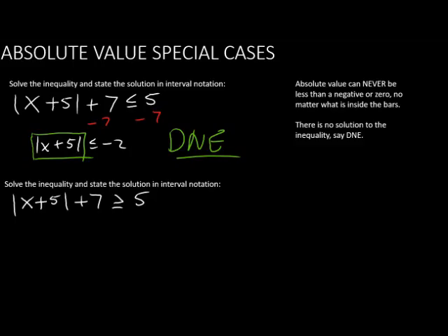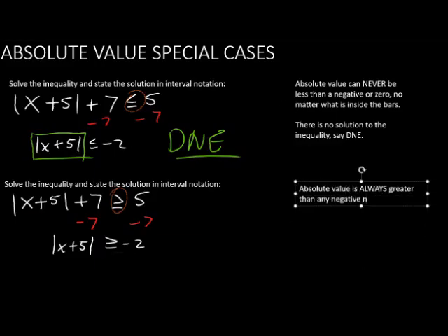Now we look at the other case. You may notice that the only thing that's changed is that the less than or equal to has become greater than or equal to. Once again, we subtract the 7 from both sides, and we get absolute value of x plus 5 is greater than or equal to negative 2. This is the opposite case, because absolute value is always greater than any negative number. That means no matter what number we put in for x, it will definitely work, because no matter what x is, that absolute value will always be greater than negative 2.